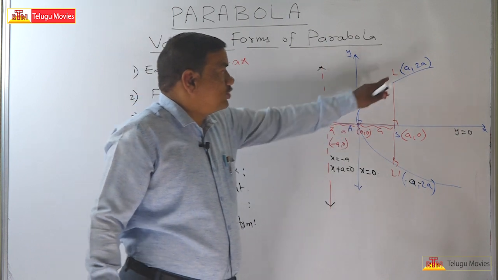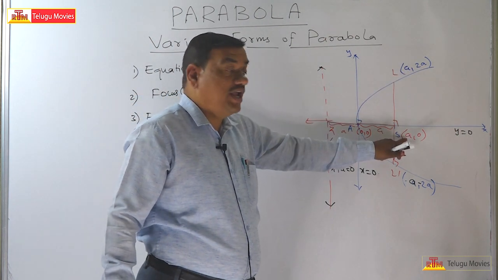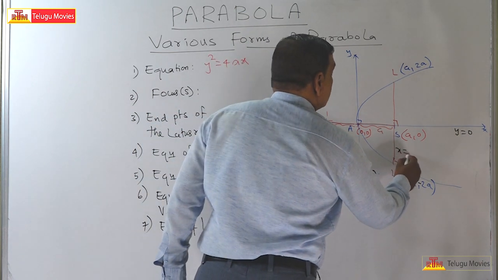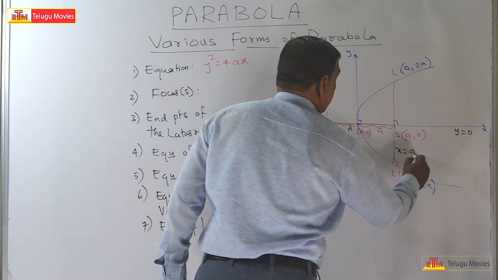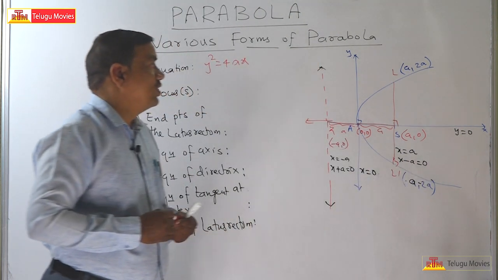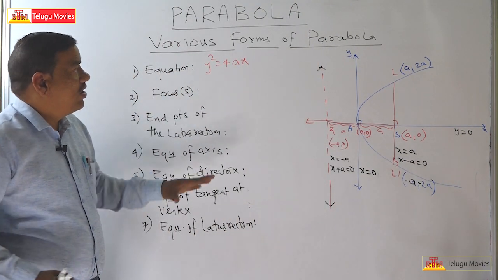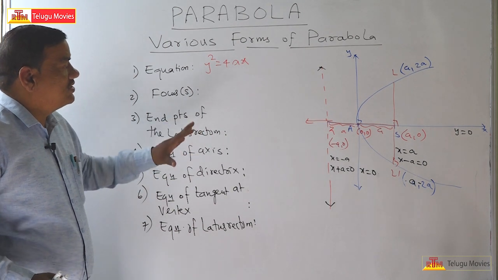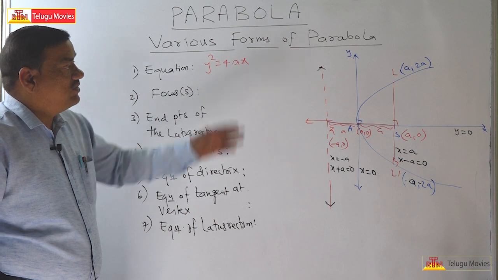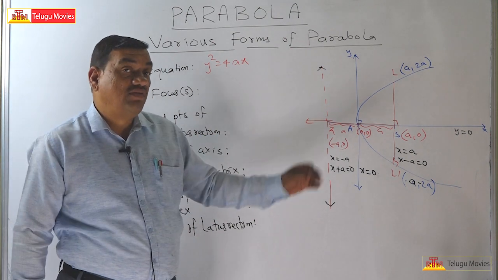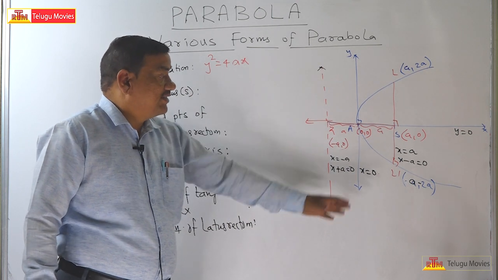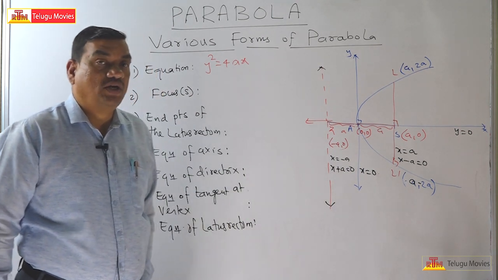If you observe here, the x-coordinate is a here also, and a here also. Therefore, the equation of the latus rectum is x is equal to a, that is, x minus a is equal to 0. So this is all that we are going to get for y square is equal to 4ax, and the length of the latus rectum is 4a. That I will prove now. After this concept, I will prove how the length of the latus rectum is 4a.